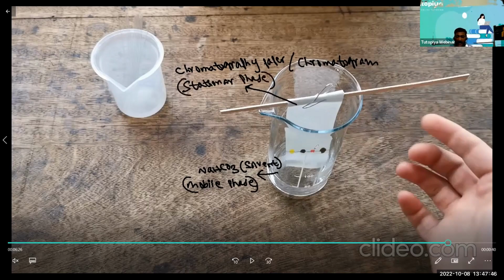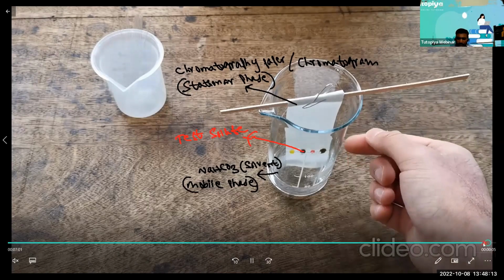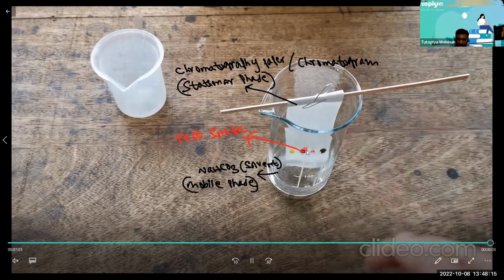And now this is our test solute, which we are going to test. How many substances are there and what is their molecular weight? We can even find the molecular weight. I'll tell you how. So this is the test solute. Now I'm continuing my experiment. So what happens? Slowly you can see the substances are moving. Can you see? Slowly they are moving.